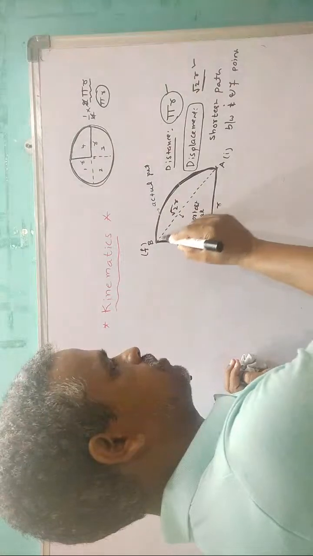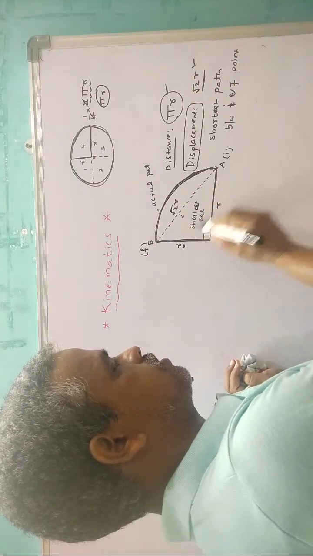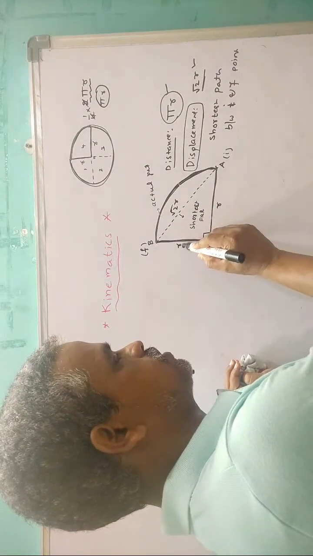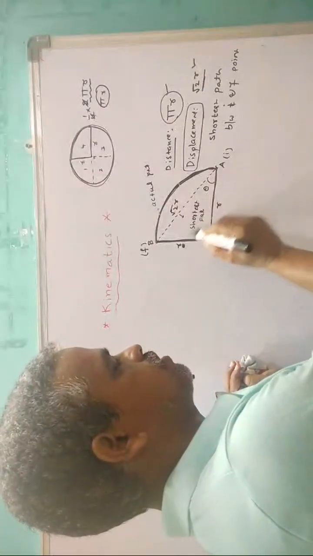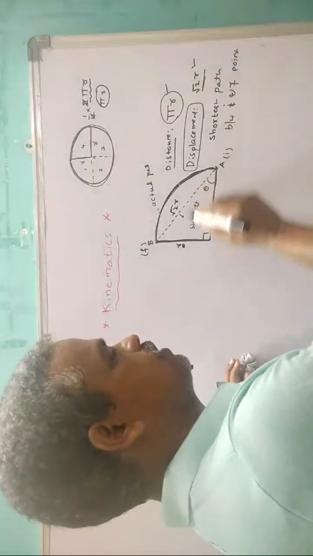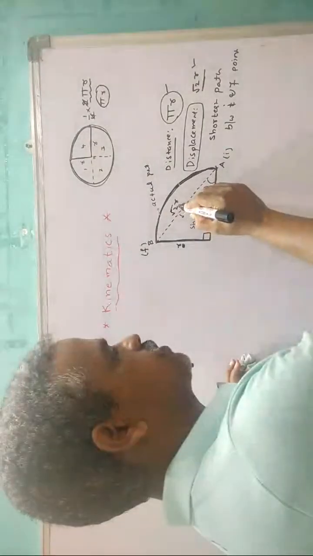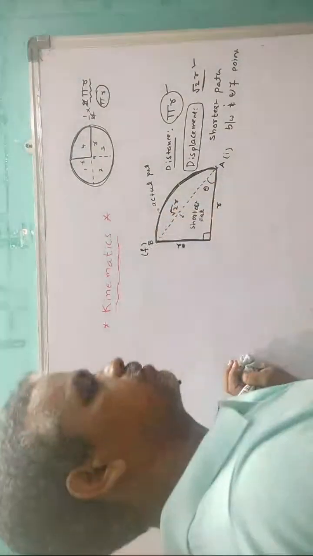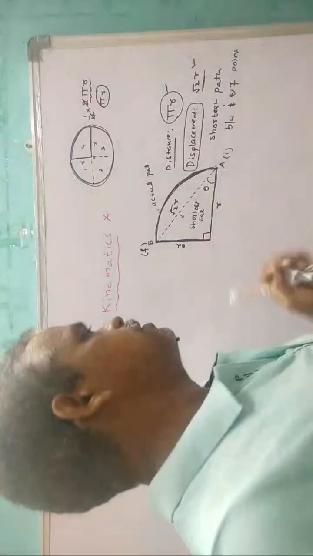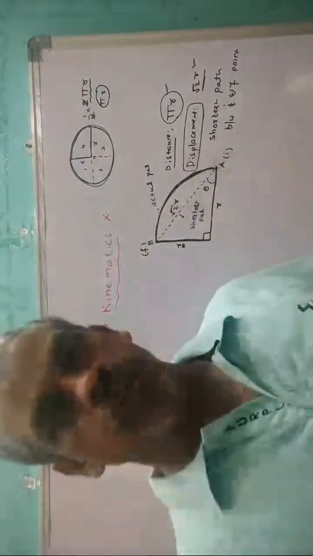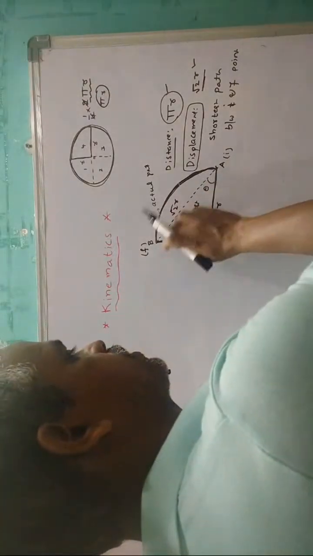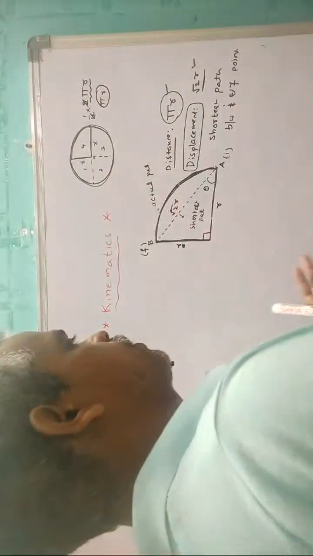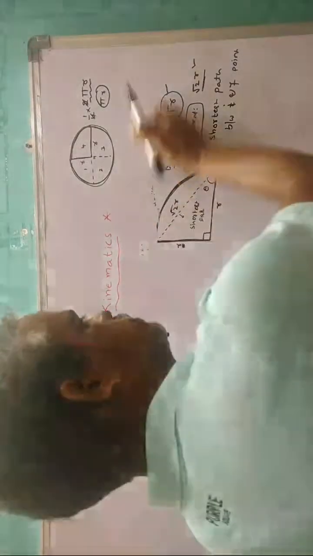So this is a right angle triangle. The adjacent side is r, the opposite side is r. So with the adjacent side and the opposite side, r square plus r square, you get 2r square, under root, you get root 2 r. So the distance is pi r, and the displacement of the particle is root 2 r. Okay, now it is clear, I think.